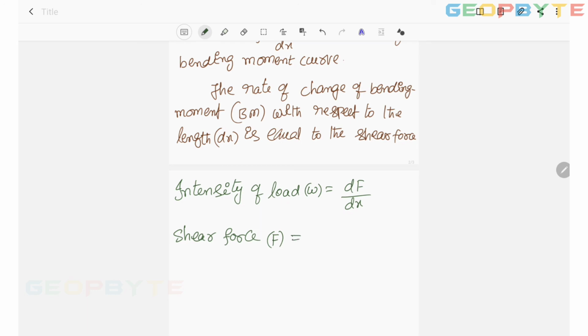So anyhow, the rate of change of bending moment with respect to length is the shear force, whereas the rate of change of shear force with respect to length is the intensity of loading. These two points are very, very important. I hope you understood. So this is the relation between intensity of loading, shear force and bending moment.